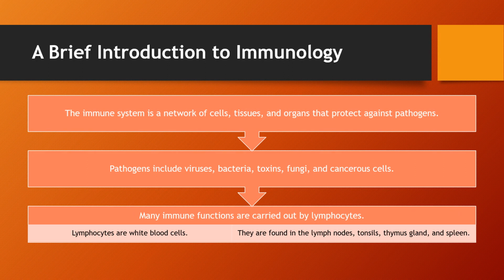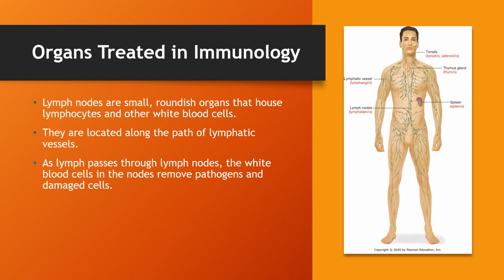Many immune functions are carried out by lymphocytes. Lymphocytes are a type of white blood cell, and they're found in lymph nodes, tonsils, the thymus gland, and spleen. The organs treated in immunology are the tonsils, lymphatic vessels, lymph nodes, the spleen, and the thymus gland.